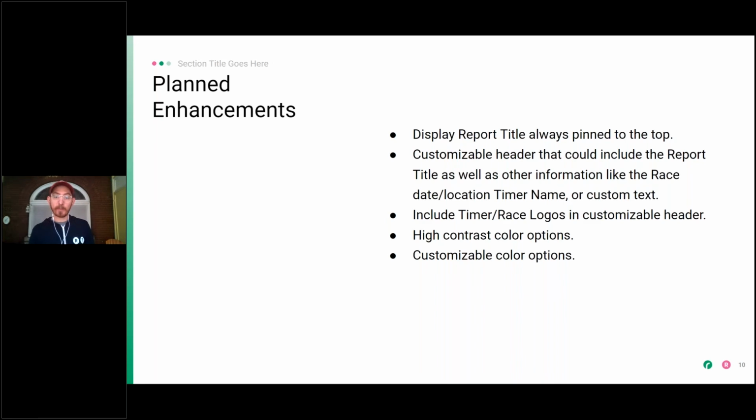Next item is we want to be able to include the timer and race logos in a customizable header. So we're thinking you could put in the race logo in one corner, a timer logo in another corner, things like that. High contrast display options so that you could change it to be black on white or white on black instead of our default colors, and giving you the ability to define your own customizable color options. So those are some of the things that we're thinking about adding in the future.